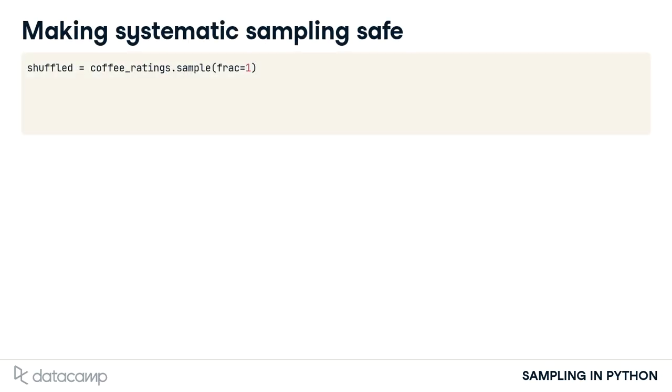To ensure that systematic sampling is safe, we can randomize the row order before sampling. .sample has an argument named frac that lets us specify the proportion of the dataset to return in the sample, rather than the absolute number of rows that n specifies. Setting frac to 1 randomly samples the whole dataset. In effect, this randomly shuffles the rows.